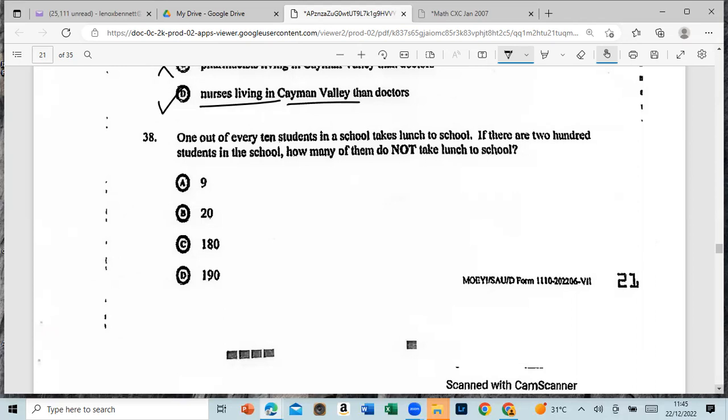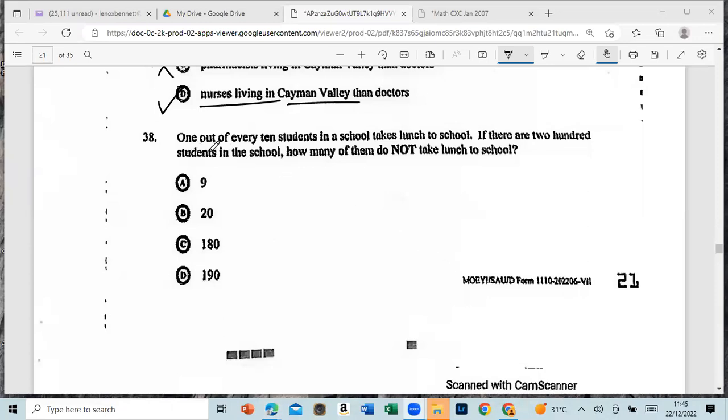1 out of every 2 students in the class takes lunch to school. If there are 200 students in class, how many of them do? All right. Joshua says it's 180. Everybody agree that it's 180? Yes, sir. That's C. Guys, see why you have to read it carefully? Yes, sir. You have to read it carefully.